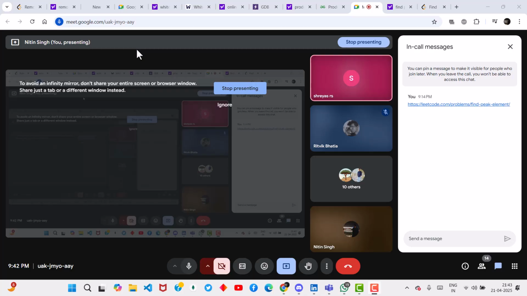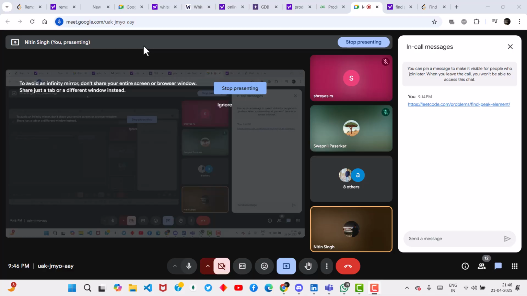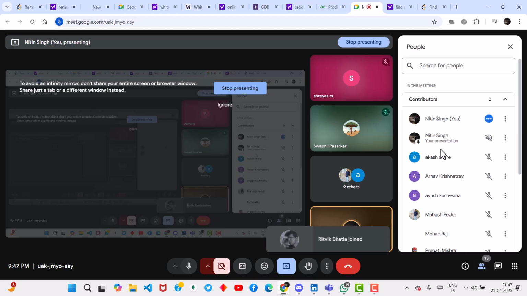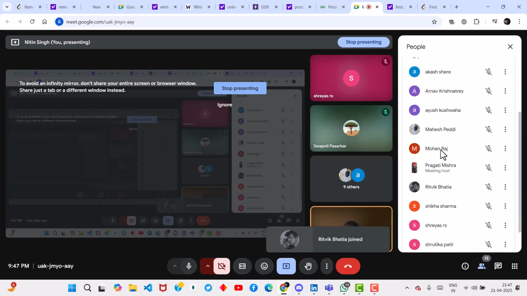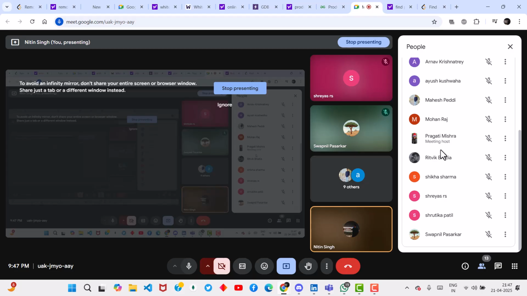Try to dry run it. I have written the pseudo code for you. Take any input value and dry run it. Swapnil, Shreyash, anyone? Ritvik, anyone who's done with the solution? Arnav, Ayush, Mahesh. Mohan, can you share your screen?